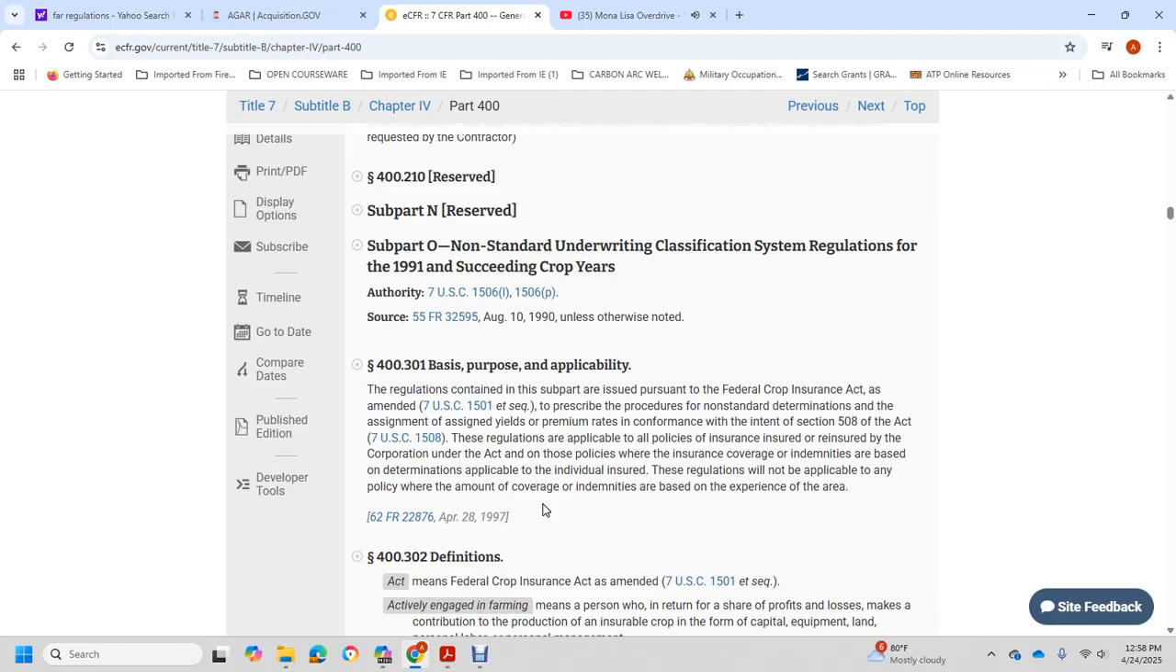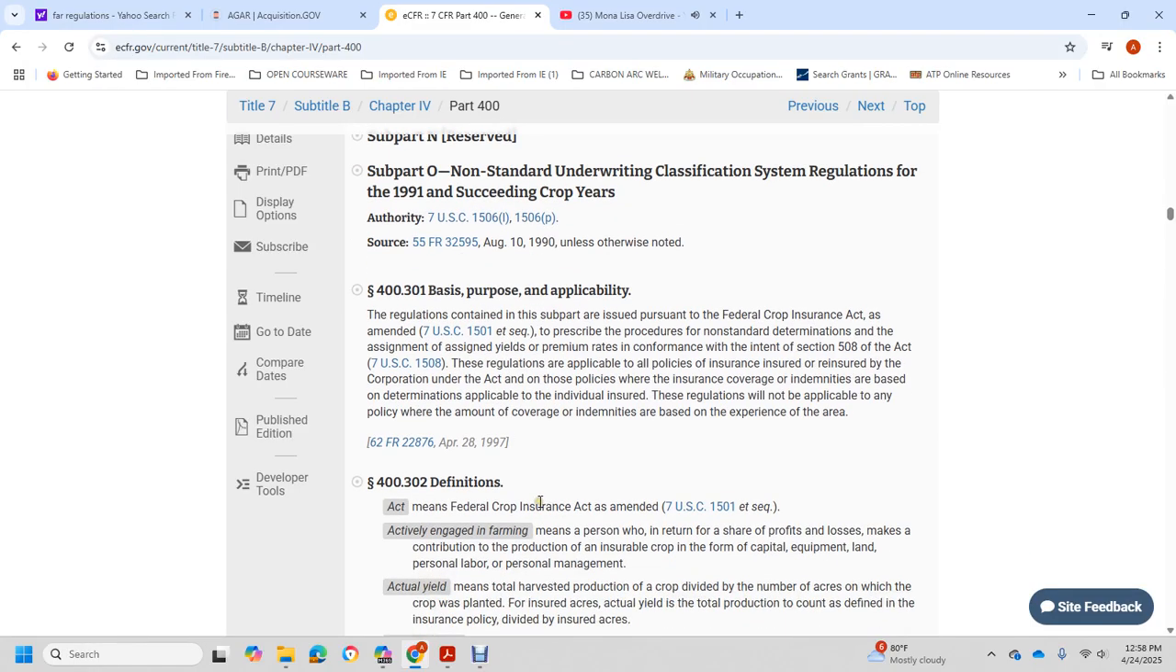by the Corporation under the Act. Under the policy, the insured and the Corporation identify indemnities as the base for the determination applicable to the individual insured. The regulation will apply to any of the policy amounts covering the indemnities for the duration of the experience for the area.